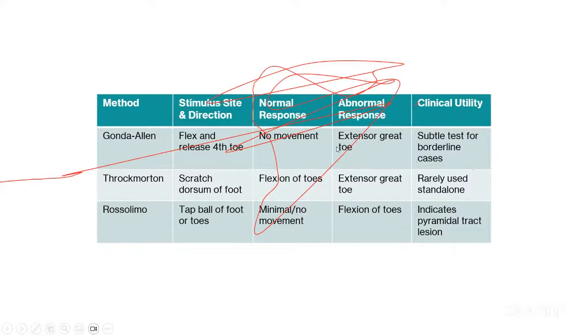This is a subtle test for borderline cases. And Throckmorton, scratch the dorsum of the foot. This causes flexion of the toes and extension of the great toe. And Rossolimo, tap the ball of the foot or toe. There will be minimal or no movement of the toes, and flexion of the toes will be there. This indicates a pyramidal tract lesion.